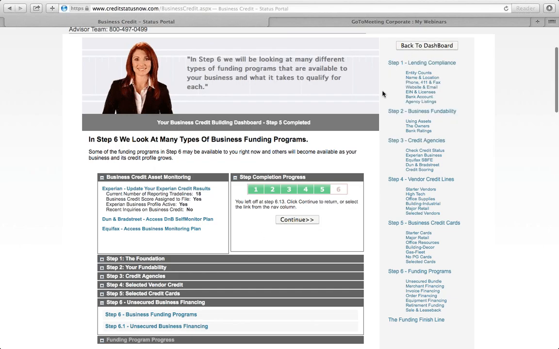So in step one, and you can see on this right-hand side, this is an overview of all of the steps, so you can go back and forward as you wish to any page that you've already completed. So step one, what we're doing here is lending compliance. In step one, we're building, and I can't express this enough, how important it is, we're building that sure foundation.